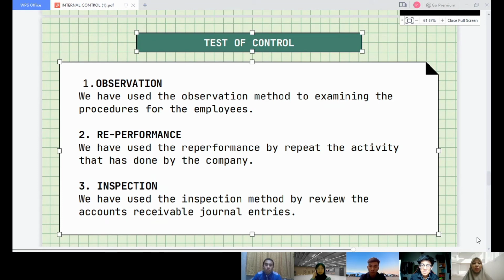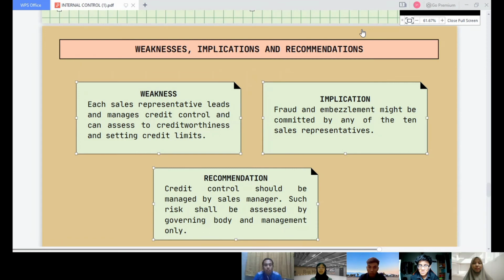The third test of control that we perform to evaluate the company's internal control is inspection. We have used the inspection method by reviewing the accounts receivable journal entries. Accounts receivable transactions almost always go through self-journals in the accounting software that generates its own accounting entries. Therefore, there should almost never be a manual journal entry in the accounts receivable account. For example, we examine the same classification.